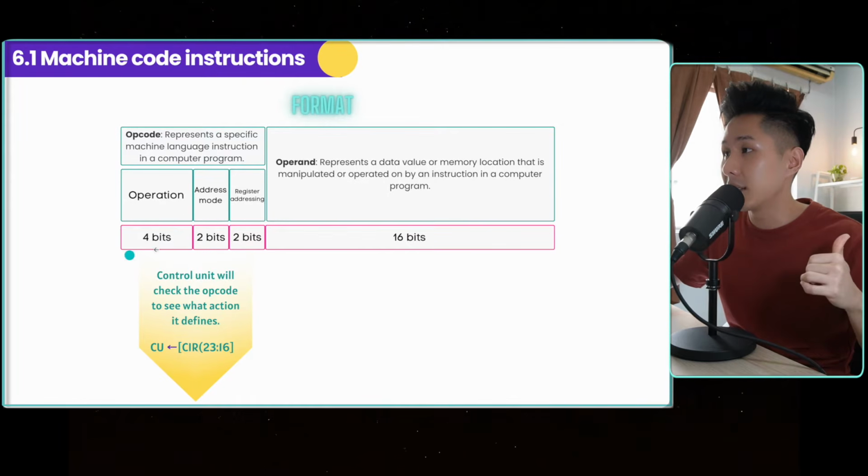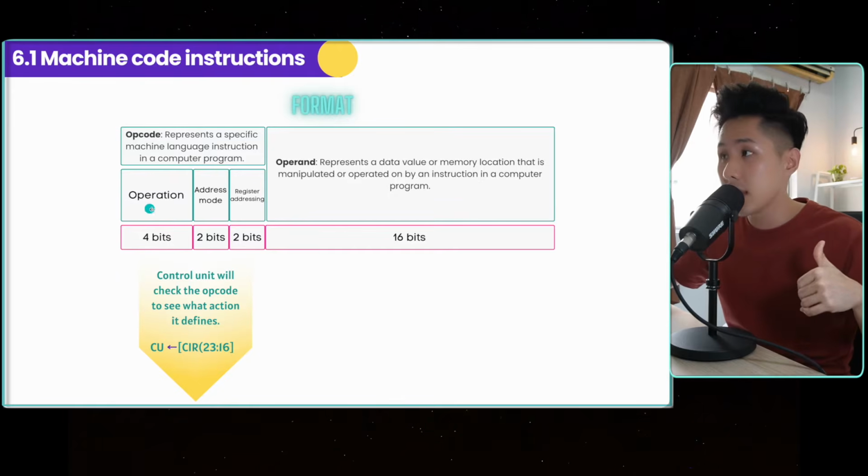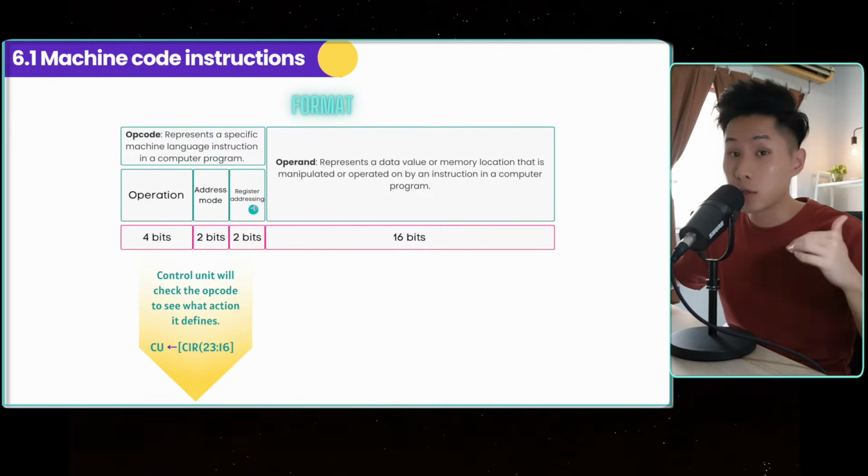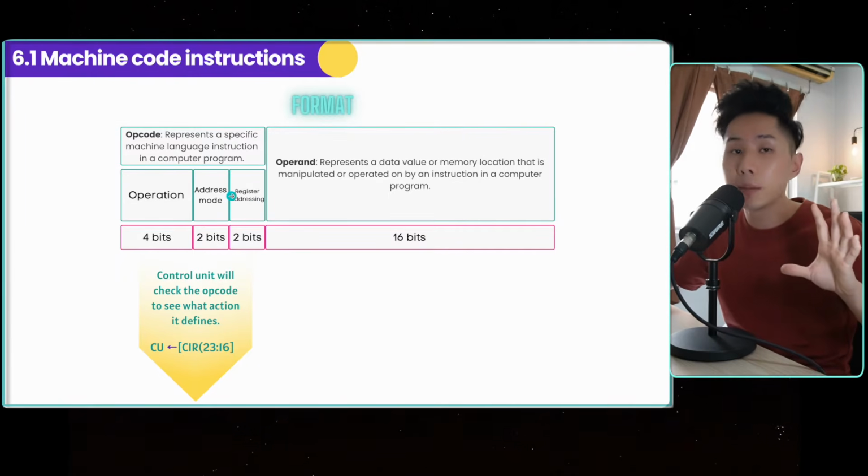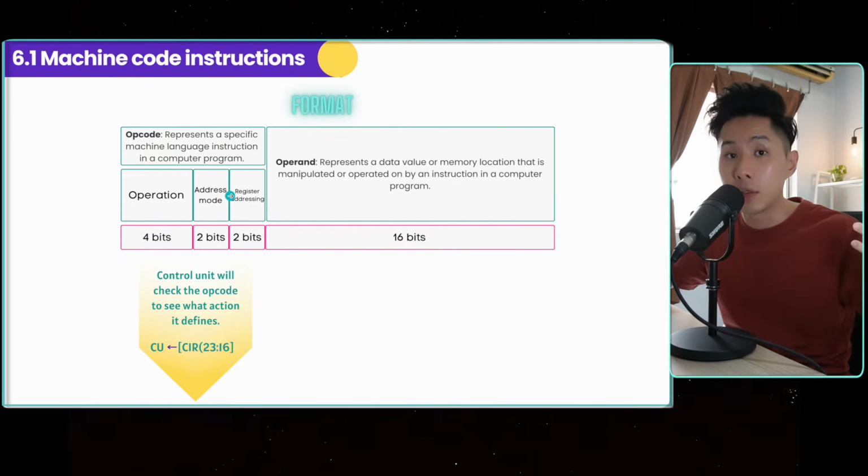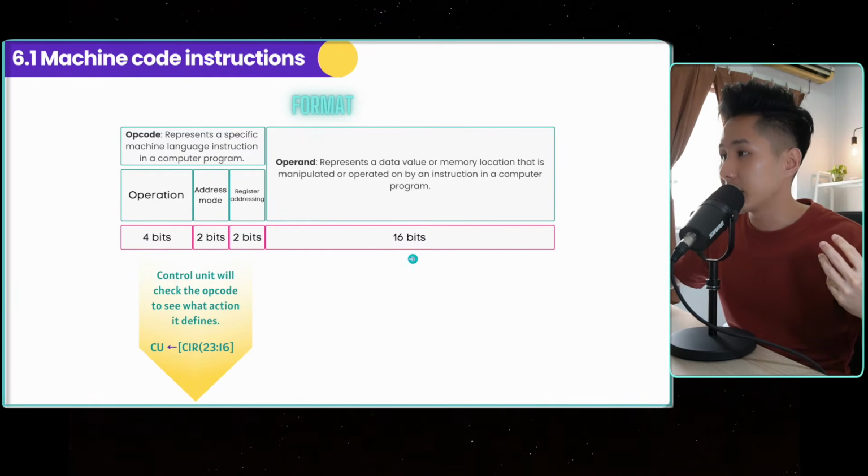So an example here is that 4 bits is used to define the operation, 2 bits is used for the address mode, another 2 bits is used for the register addressing, which are terms that we'll look into throughout the video, and operands 16 bits.